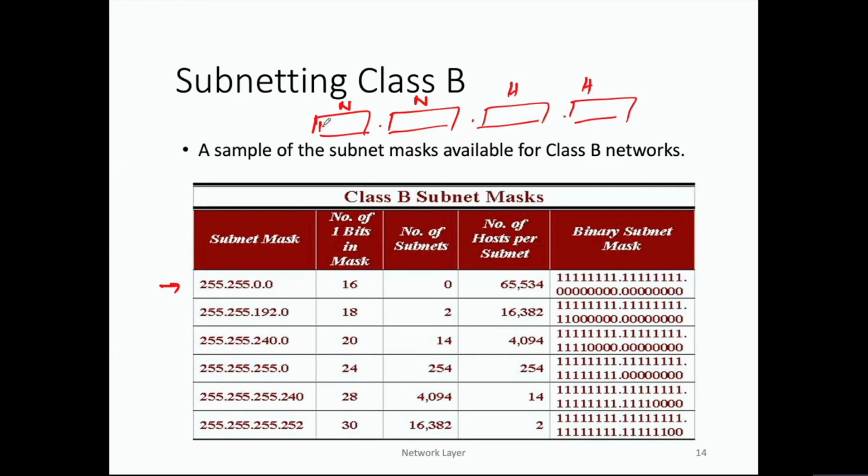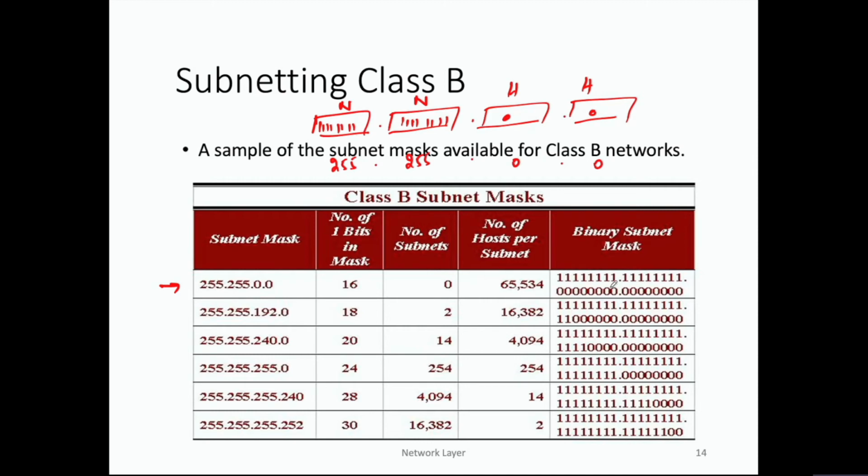And if all the bits are 1 here, this value will be 255, right? Since this is the network portion, if we want to calculate the subnet mask, we turn all the bits 1 in the network portion and all the bits 0 in the host portion. So it's again 255.0.0. So this is the default subnet mask.